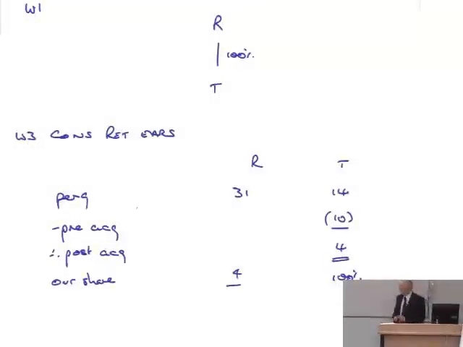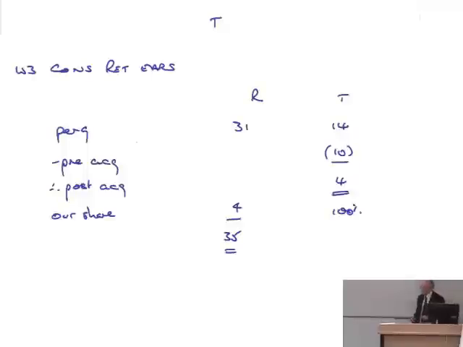Okay, working one doesn't change from the previous example. It's still RASA, still has 100% of Tatiana. Working three, consolidated retained earnings, as the parent company's own, plus the parent's share of the subsidiary post-acquisition retained.